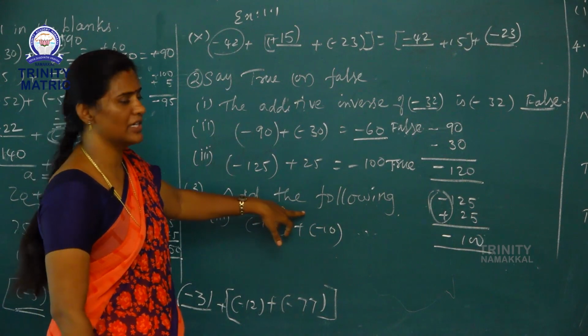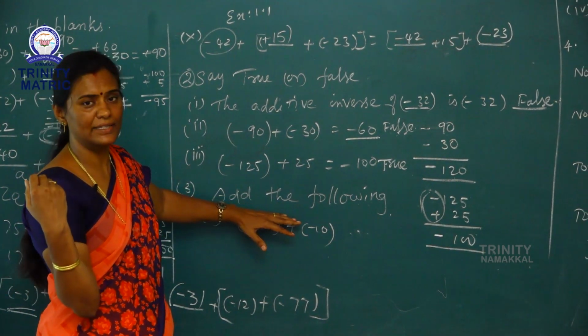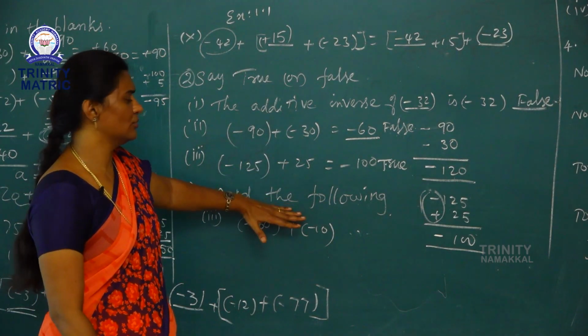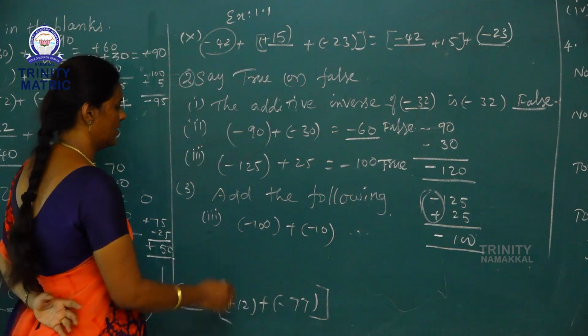Now see third one. The first two sums are homework. Just you see the previous class how to add the integers using number line. Try to do the two sums. Here I will do the third sum.